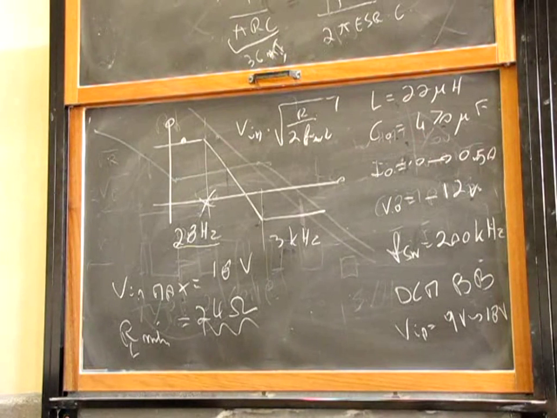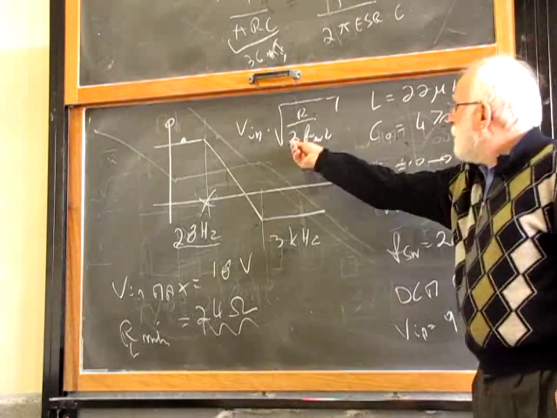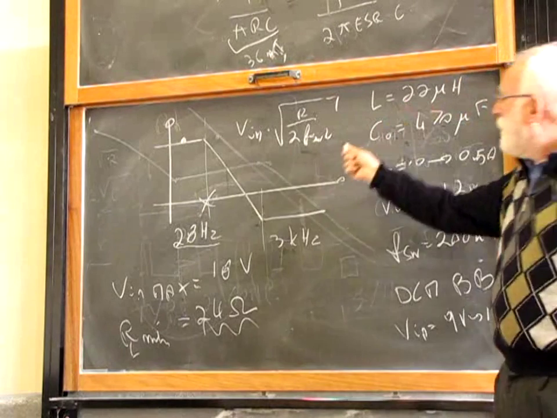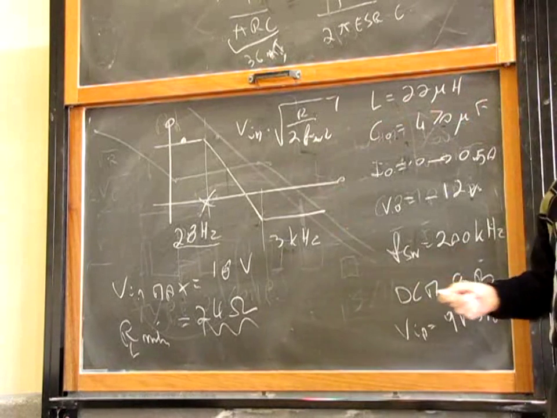How much is it? 50? I like it better. Come on, you can do it in your head. Mental math, man. Use it. 2 times 22 is 44. 44 times 200. No, it's too difficult.